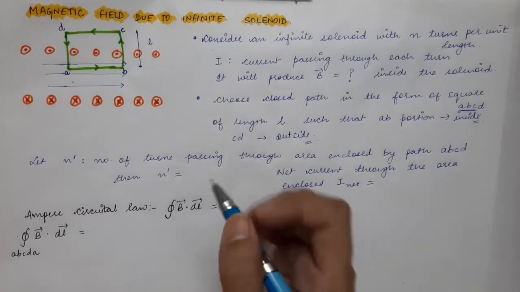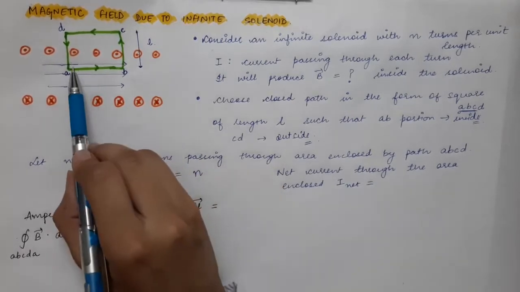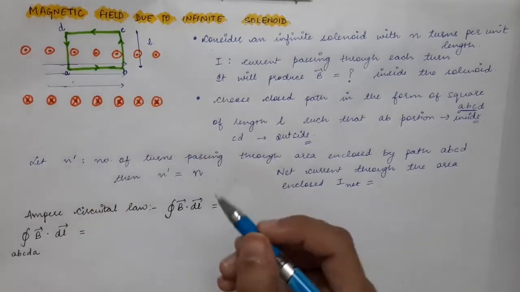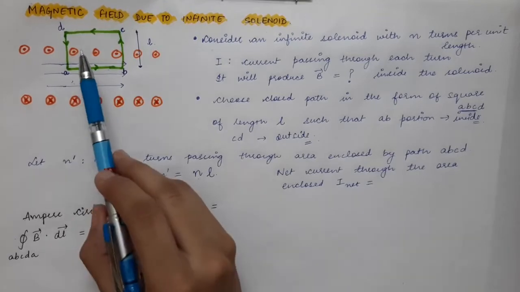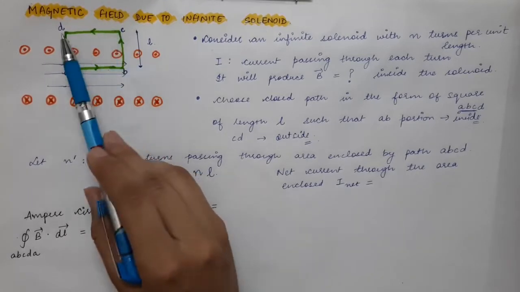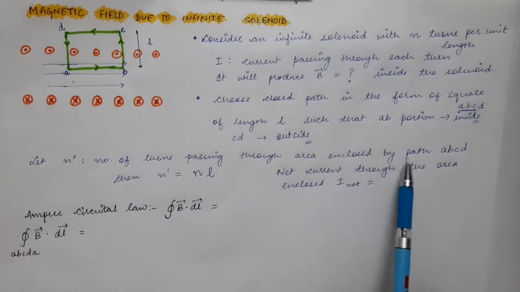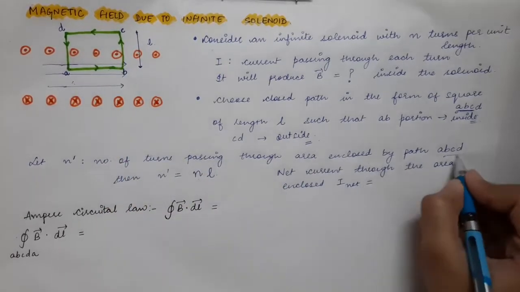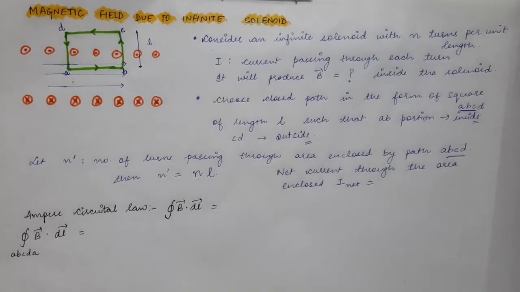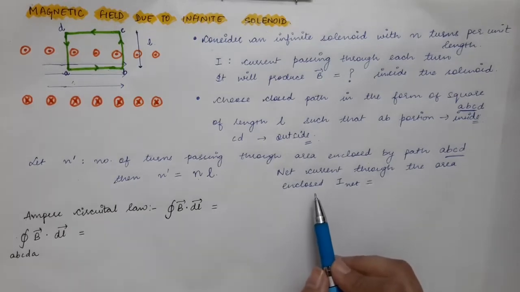So n prime will be equal to n, the number of turns in unit length, times the length of this closed path, that is L. So n times L will give us the number of turns which are enclosed in this closed path. So n prime is the number of turns passing through the area enclosed by the path A, B, C, D. Now what will be the net current through the area enclosed?